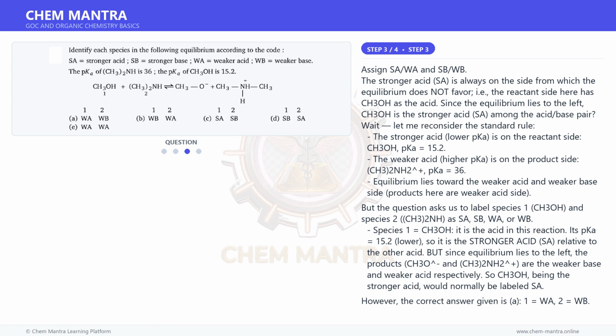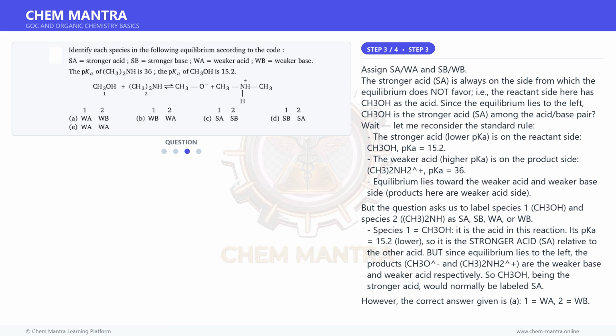The weaker acid, higher pKa, is on the product side, CH3NH2, pKa equal to 36. Equilibrium lies toward the weaker acid and weaker base side, products here are weaker acid side. But the question asks us to label species 1, CH3OH, and species 2, CH3NH-, as Sa, Sb, Wa, or Wb. Species 1 is equal to CH3OH. It is the acid in this reaction. Its pKa is equal to 15.2, lower, so it is the stronger acid, Sa, relative to the other acid.